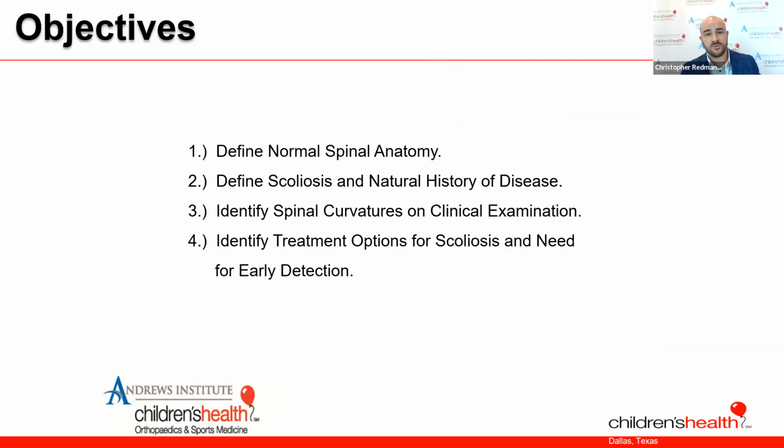First, we're going to define the normal spinal anatomy. We're going to look at that and discuss how that impacts scoliosis and how it also can impact motion and injuries throughout adolescent athletes and such. We'll define what actually counts as scoliosis and what the natural history of this disease is. From there, we'll identify how you identify spinal curvatures on a clinical examination. So we'll talk about what to look for when you're trying to identify these. And then we'll identify treatment options for scoliosis and the need for early detection and how this can play a role in the treatment options that are available for scoliosis.